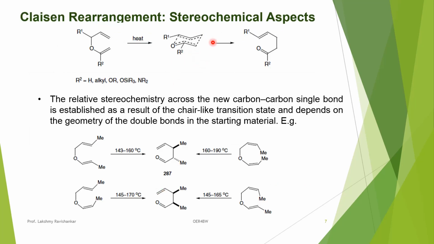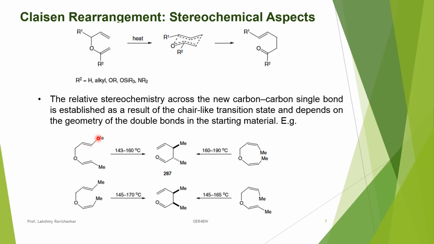Let us see the stereochemical aspect. So if this is my starting allyl vinyl ether, the relative stereochemistry across the new carbon-carbon single bond is established as a result of the chair-like transition state. Now recollect, in Cope rearrangement also we talked of a chair-like transition state. So this is also a 6-electron system. So this also proceeds through a chair-like transition state. Only difference is one of the atoms is going to be oxygen, unlike in the Cope where all of them were carbon. And it depends on the geometry of the double bonds in the starting material.